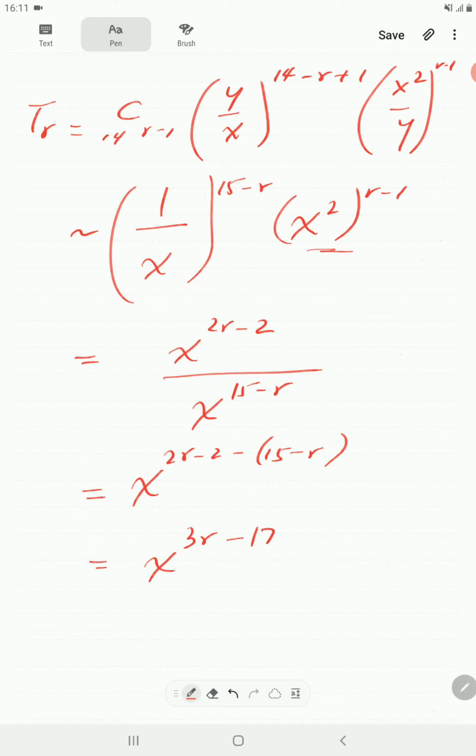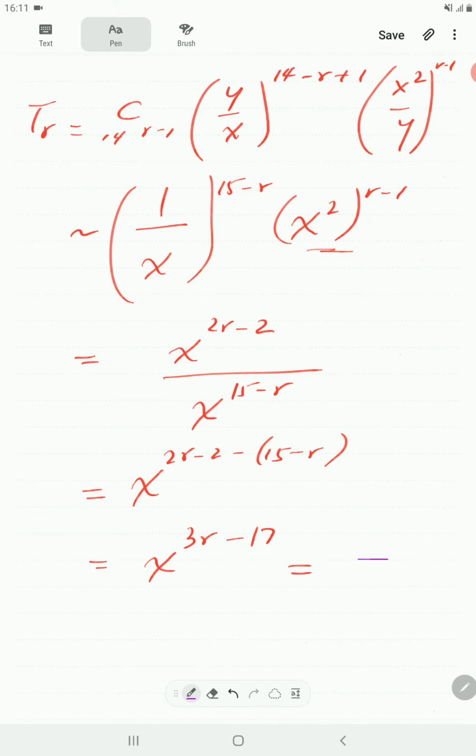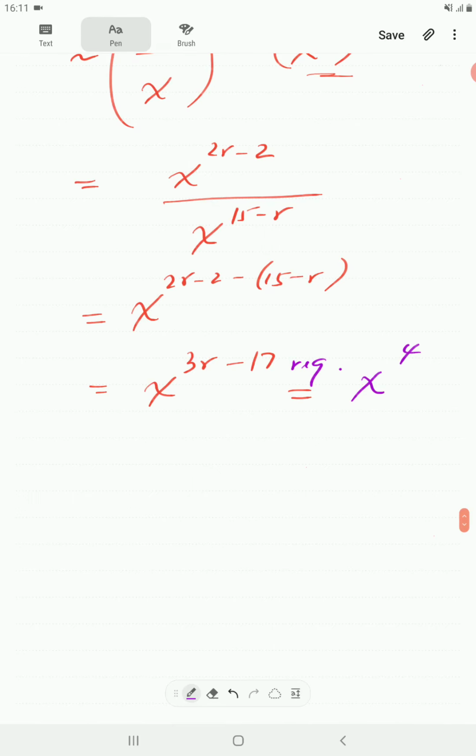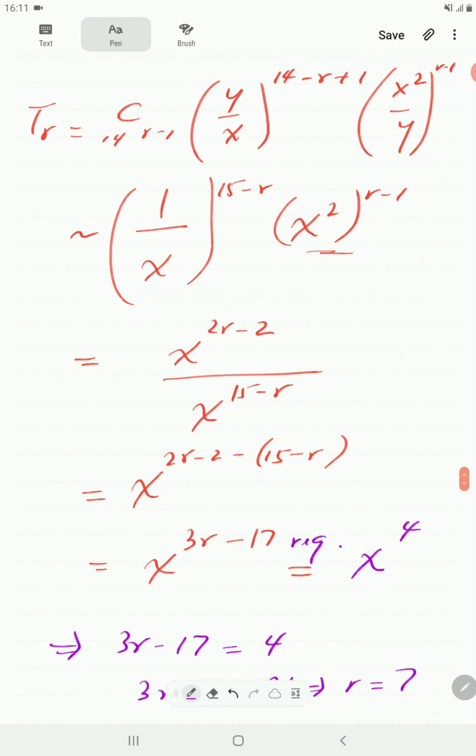Now, in the term of interest, this thing must be equal to x to the power 4, because that's the term we are looking for, the term involving x to the power 4. So this tells us that 3r minus 17 must be equal to 4. So again, 3r is equal to 21, which means r is equal to 7. So this again gives us the 7th term.